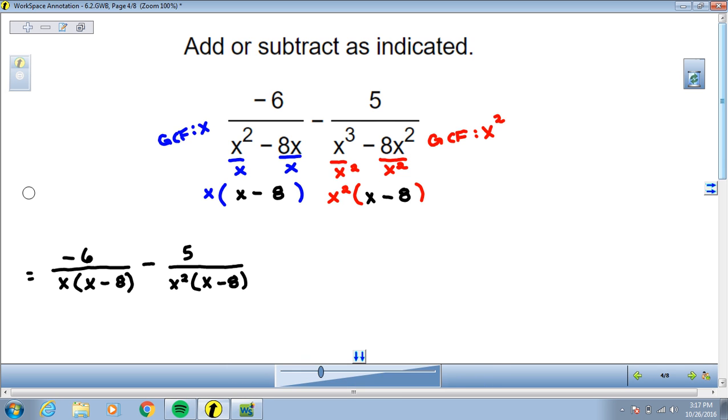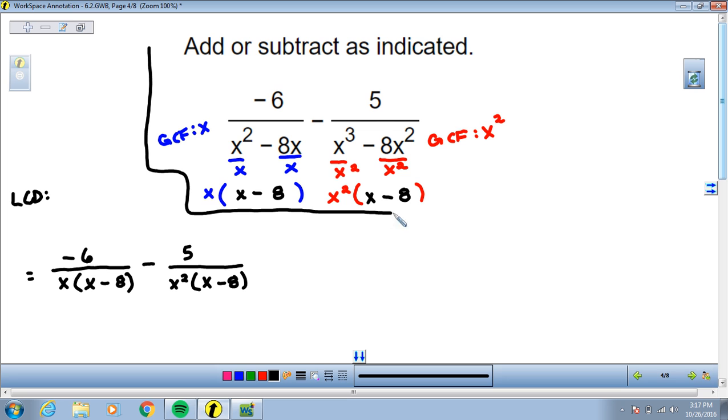Least common denominator. We need to list all the denominators from your first fraction. Your first fraction has denominators of x and x minus 8. Right? So we already listed the x and the x minus 8. Now you look at the second fraction. You already listed the x minus 8, but the only difference on the second denominator, what do you see there? You have an x squared.